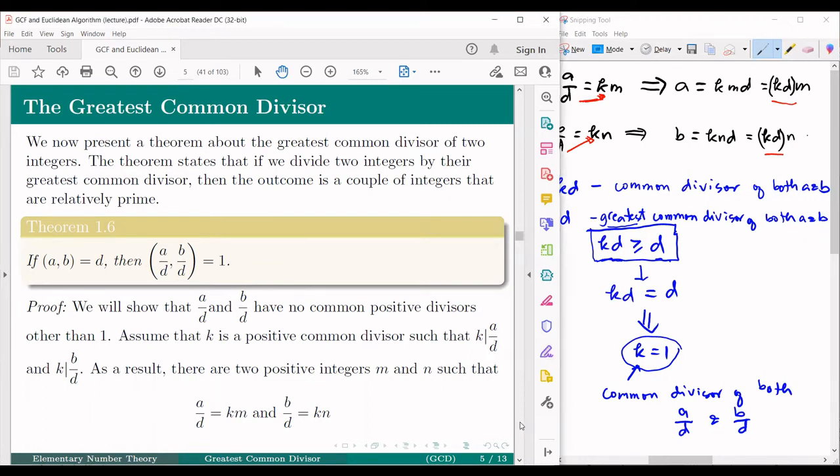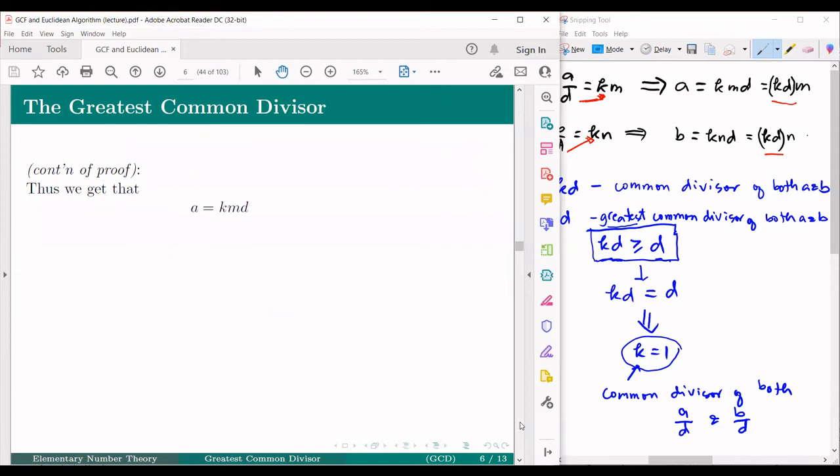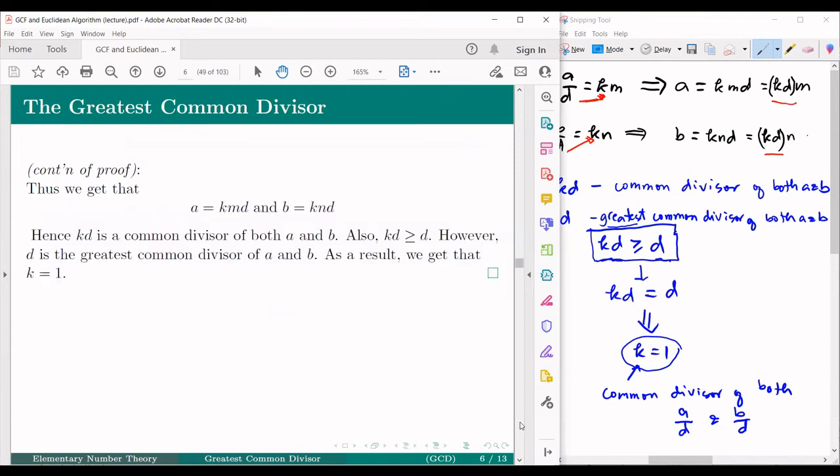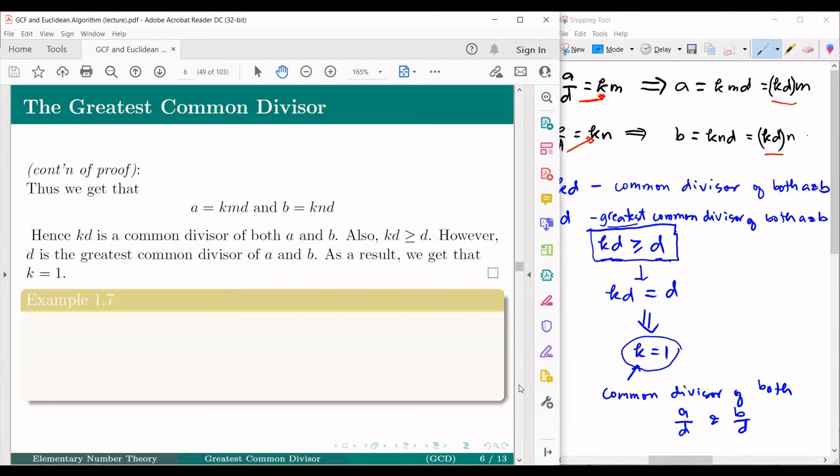So we're done proving this theorem. So here as a result, the theorem is done. The proof, rather, is complete.